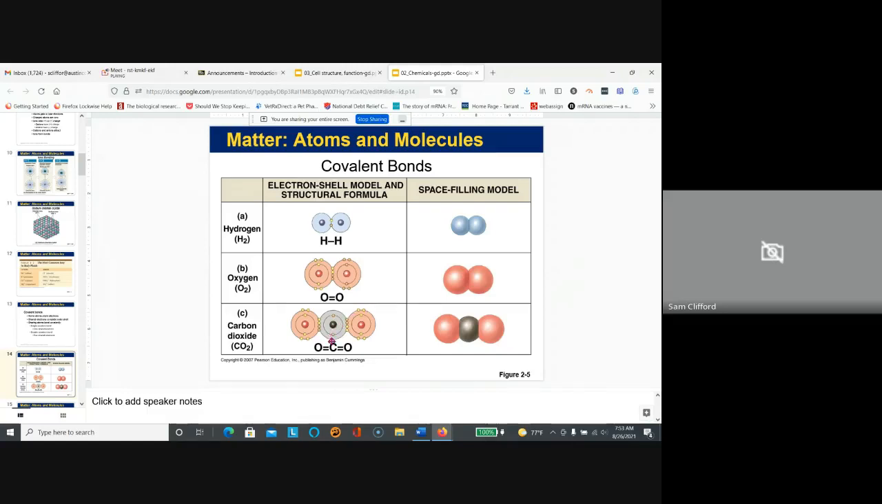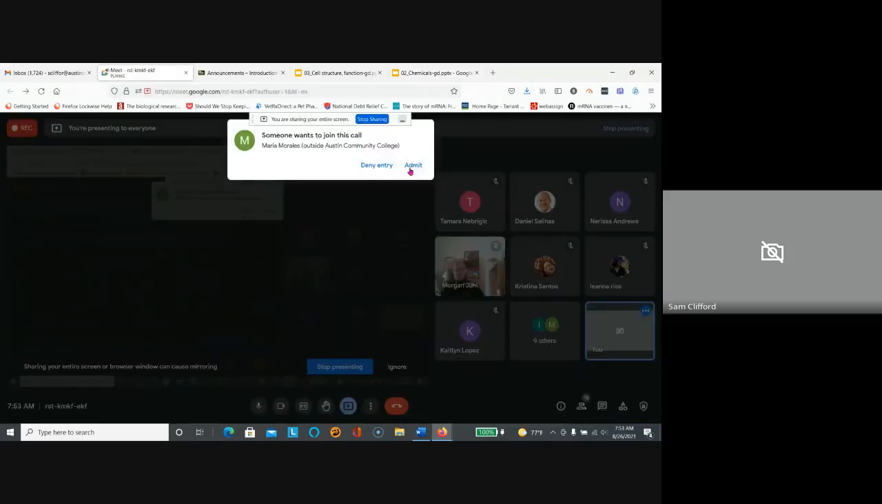Carbon dioxide shares two pairs of electrons with each oxygen. And the carbon has a total of 4 shared pairs of electrons. We'll find out that the oxygens are slightly negative in carbon dioxide, but since they're in a line, their attractions cancel one another out, and the carbon dioxide molecule is neutral.